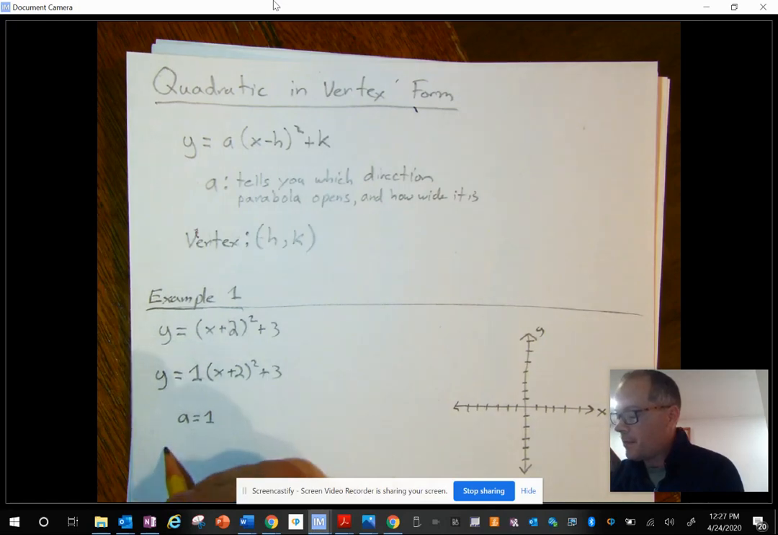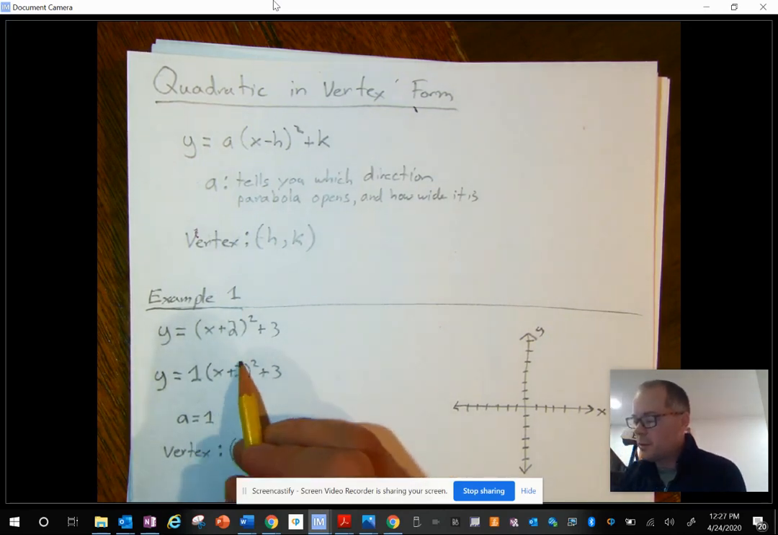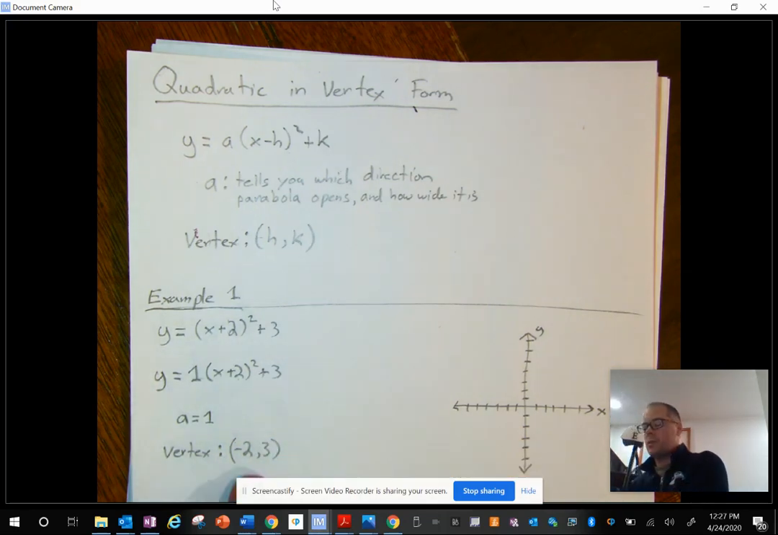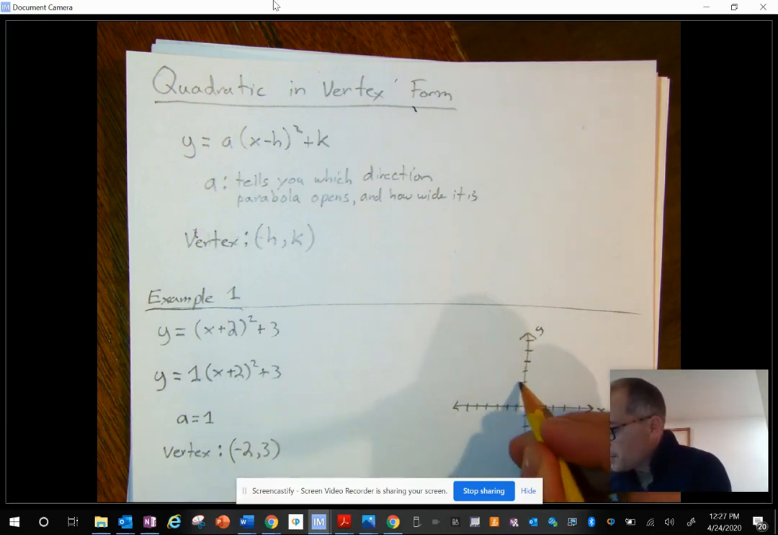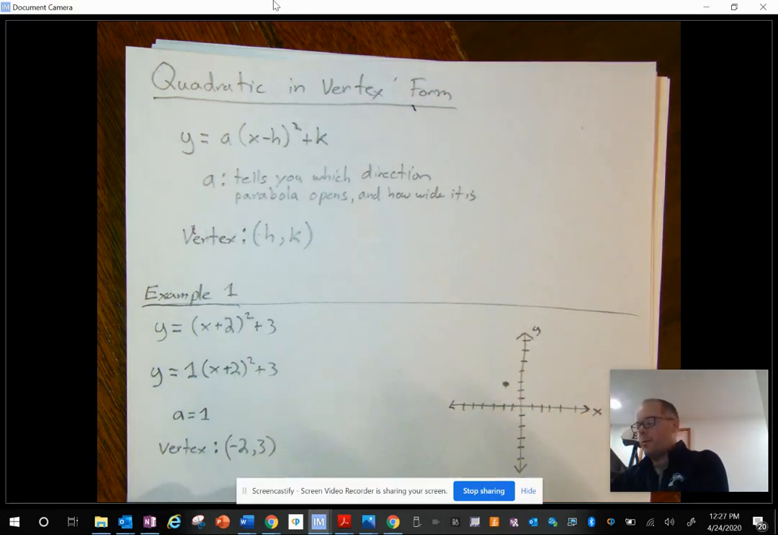And my vertex, in this case, is the point (h, k), so this number and this number. But remember, whatever this number is right here, we're going to flip the sign. So instead of positive 2, we're going to say negative 2, positive 3. So we know that the parabola is facing upwards, and that the vertex is at the point (negative 2, 3). So let's graph that point first. So negative 2, positive 3. So that puts us right here. There's the vertex. There's the turning point of my parabola.